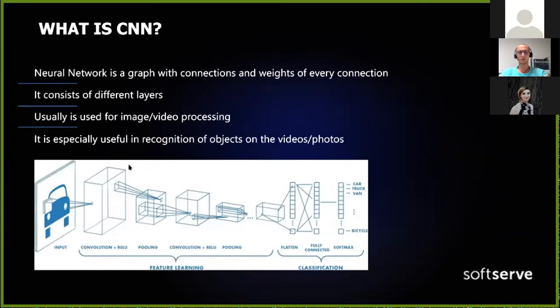Usually CNN is used to process videos or images in real time, or simply to process videos and images, and we use it in classification tasks. For example, we have some image of a car on the input, and on the output we have the word that describes that this is a car. And this particular neural network is for classifying different kinds of cars, truck, bicycle, something else.